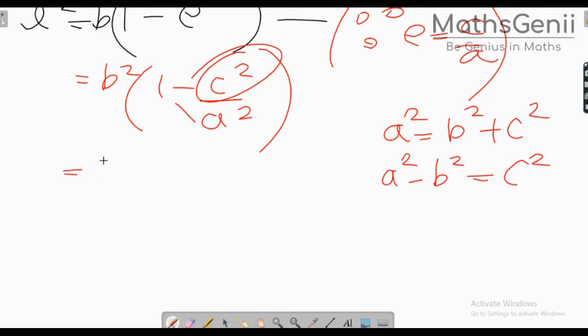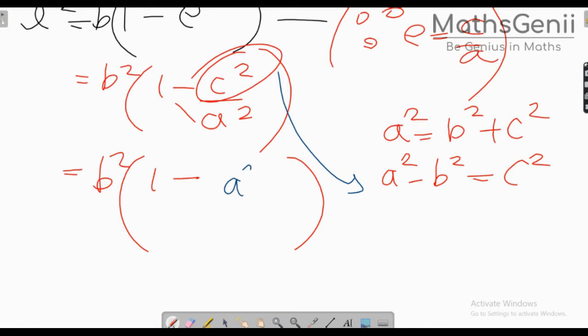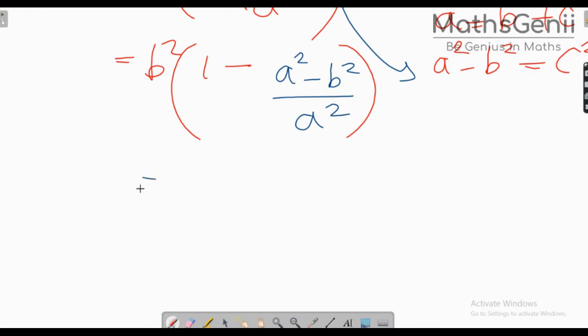So b square is equal to 1 minus... it uses a lot of formulas. You will have to write it once by yourself to understand, but I am describing every step in detail. So this video will be helpful to understand the details, and you don't have to mug up anything. So instead of c square, I'm putting this upon a square. Now let's solve it further.